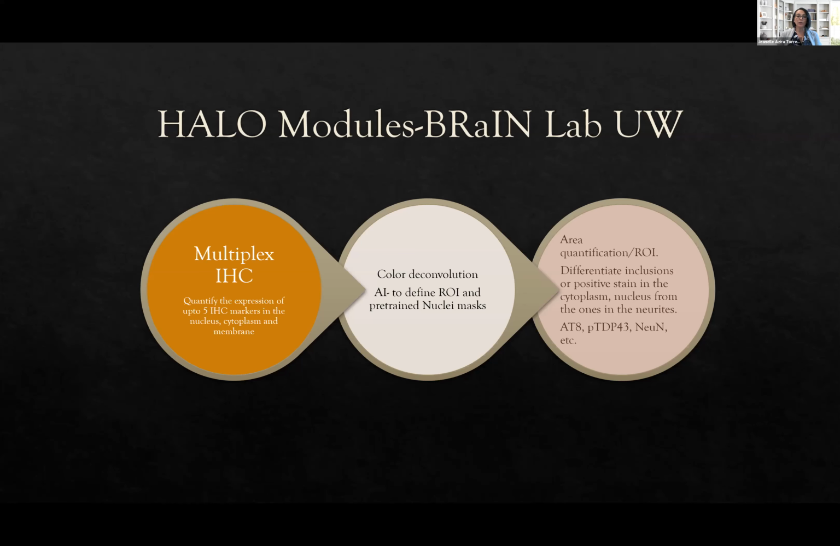They can work also in combination with the color deconvolution module and the AI to define the region of interest and pre-trained nuclei masks. The type of data that you can obtain are the area quantification of your region of interest, and also the cell-by-cell data. For example, we use it to differentiate inclusions or positive stain in the cytoplasm, nuclei, or the ones present in the neurites. We use it mostly for doing the analysis for the AT8, for the TDP43 or the NeuN.